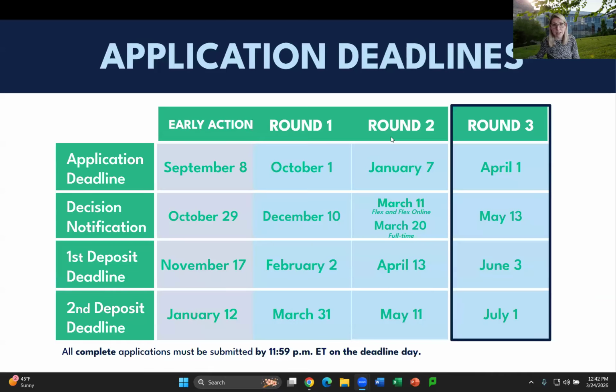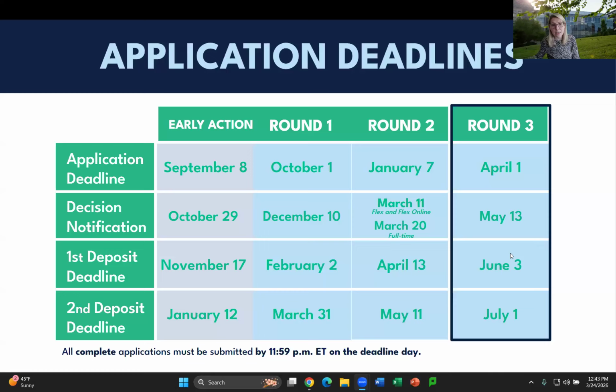From a date specific and round specific standpoint, this is what that looks like. So again, application deadline. All decisions are released on the same day for each round. So no rolling release, it all happens on decision day. We are entering round 3. So April 1st is the application deadline next week. And then everyone who applies with a complete application by April 1 will hear from us on May 13th if you've been admitted, waitlisted, or denied.